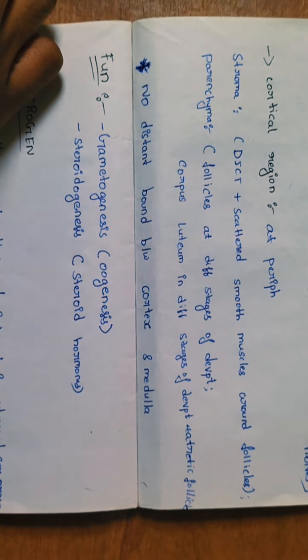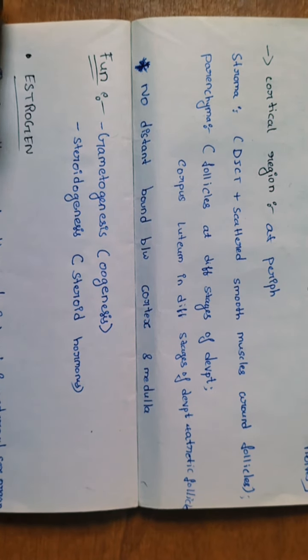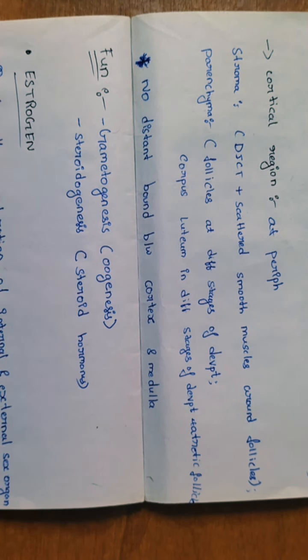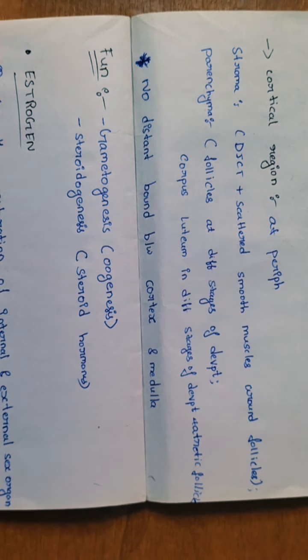One more important point, histologically we can't clearly differentiate the cortex and medulla boundary because it's almost the same, due to dense irregular connective tissue. If you want to differentiate, it's too expensive.